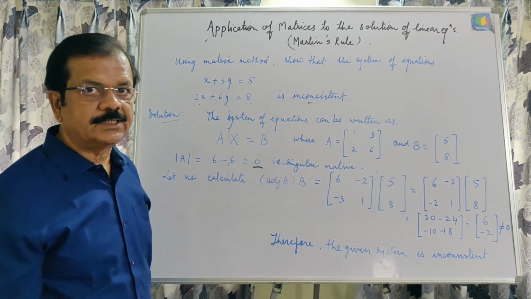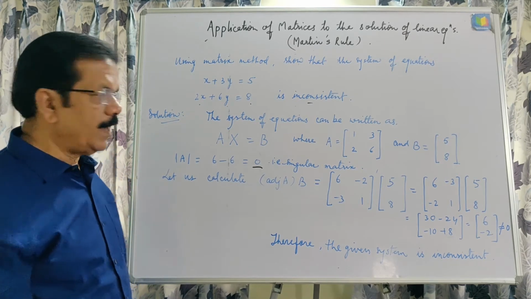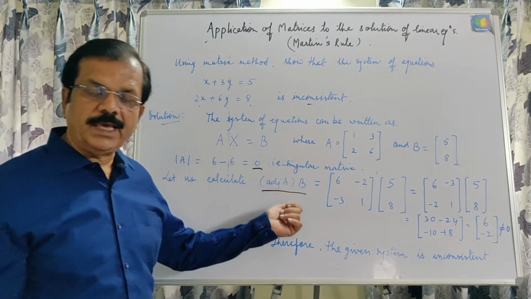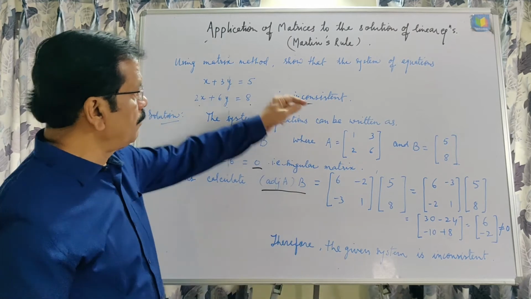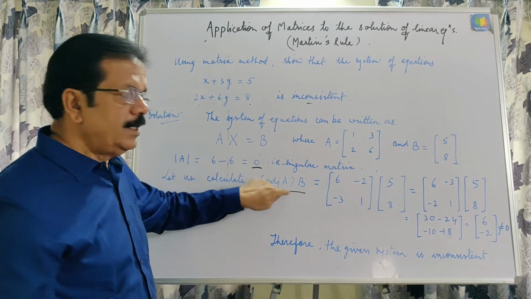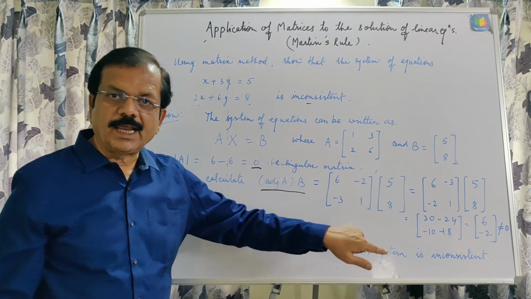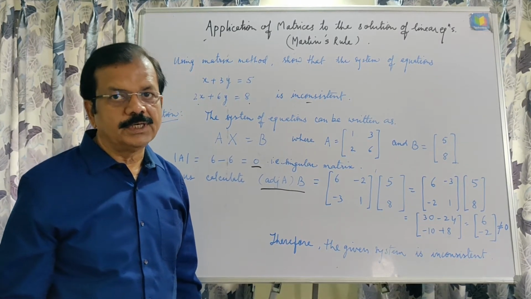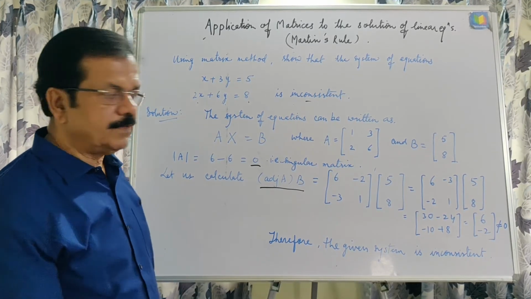That is the second condition. In this condition, if the matrix is singular, then we find adjoint of A into B. If adjoint of A into B is coming not equal to 0, then the system of equation is inconsistent. But if adjoint of A into B is coming 0, then the system has infinitely many solutions and is consistent. That will be the third type, which we will study after this question.